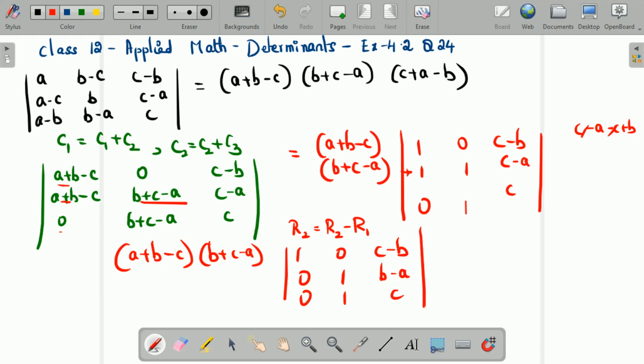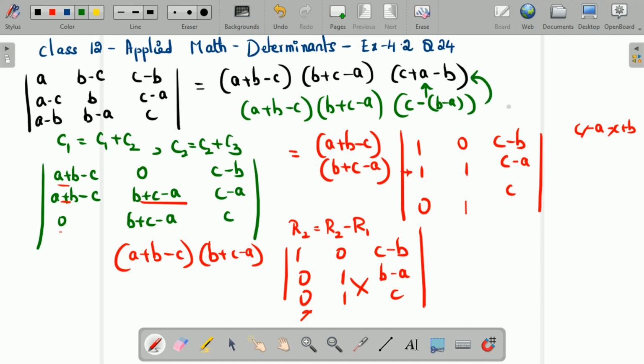Now in this determinant, the first column has only one entry, so we can simply do a cross multiplication to solve it. So finally the determinant will look like a plus b minus c, b plus c minus a. Now for this cross multiplication, it is c minus of b minus a. If you bring in the minus sign, it will become c minus b plus a, or c plus a minus b. So we see that we reached the RHS and hence proved.